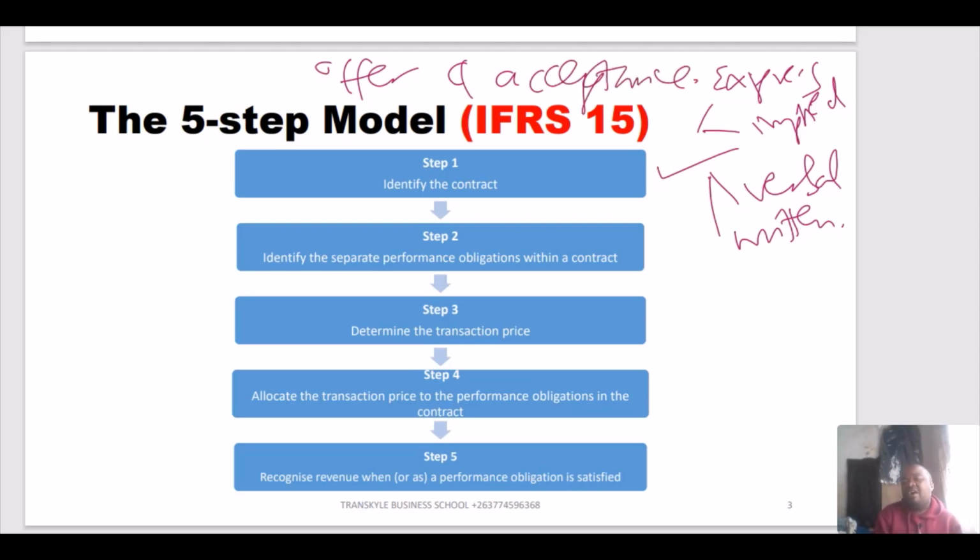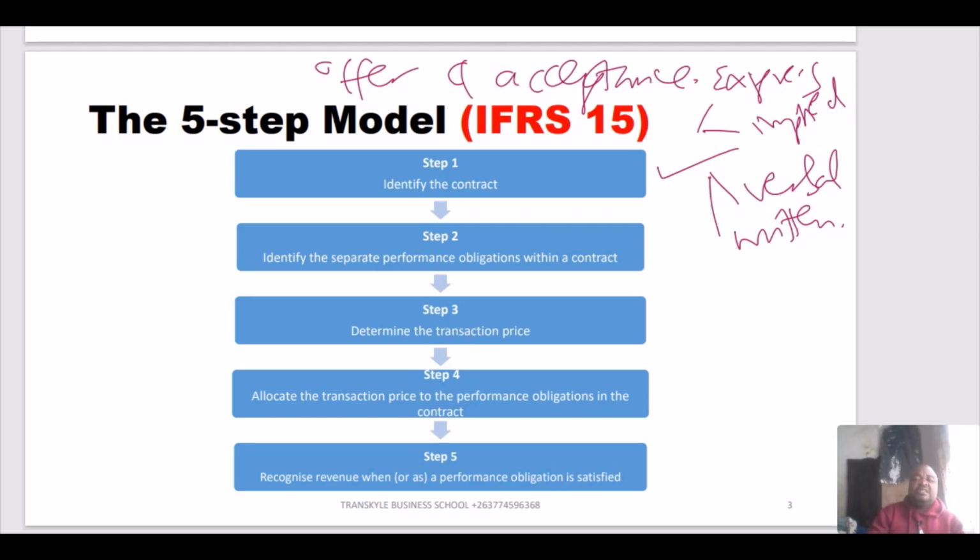There should be an offer, there should be an acceptance. And an offer is not an invitation. All those things, we know them. So that's the contract we are talking about. It could be written or verbal. We'll talk much about how you are going to identify that this is a contract and this is not a contract. We're going to discuss the examples as well.